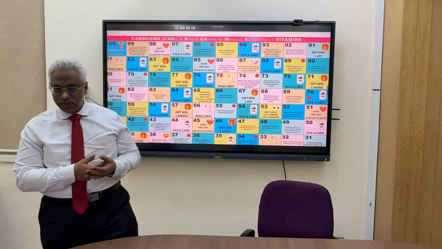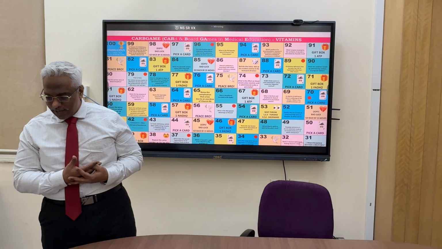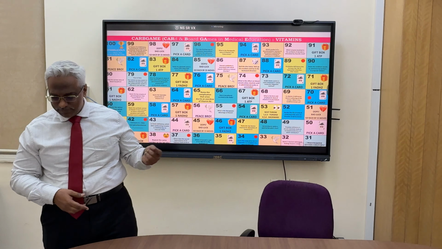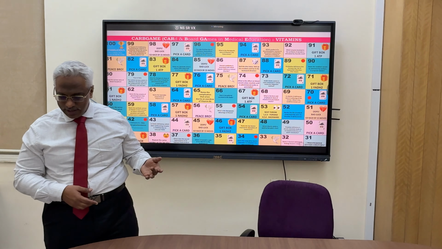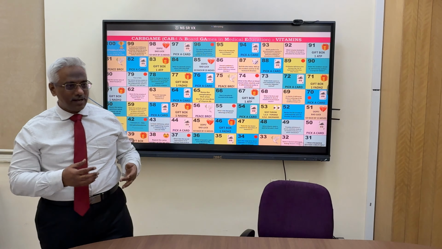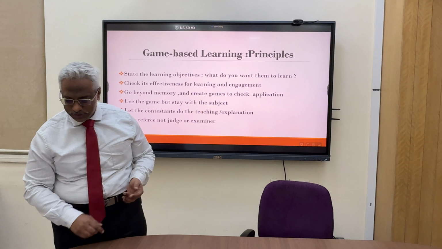So, for instance, to learn vitamins in biochemistry, some people have used a card and board game where you keep moving from, say, 1 to 100, like your snakes and ladders. Each time you pick up a card and you answer a particular question, and this is published research. So, you could use something like this.